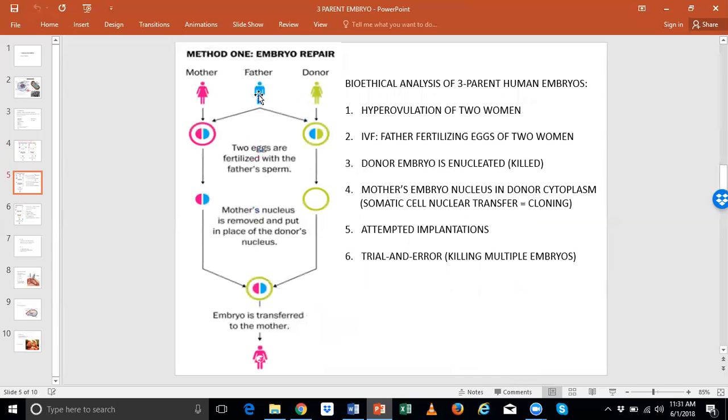Here's the mother-to-be, the father-to-be, and the donor. So in method one, both women undergo hyperovulation. So these are all the grievances, if you will, the reasons why not to undergo three-parent embryo, okay? 2 women are hyperovulated. What's the issue with hyperovulation, ethically speaking? Right, the ovaries can burst, so she's risking her health and her life, right?